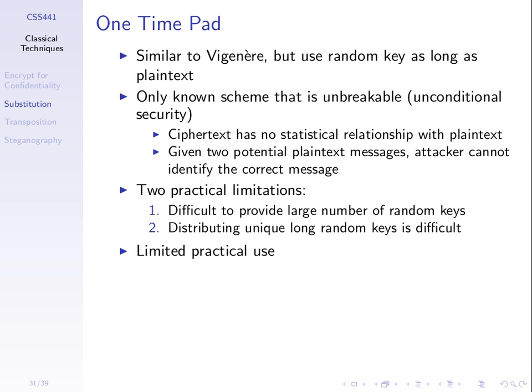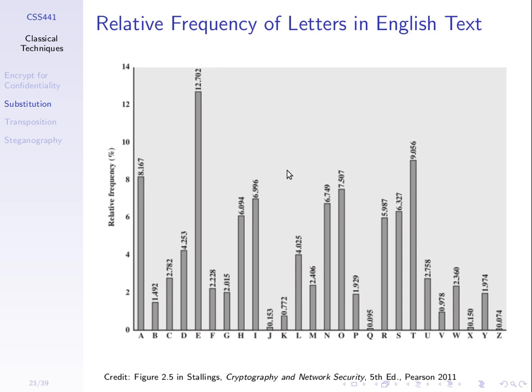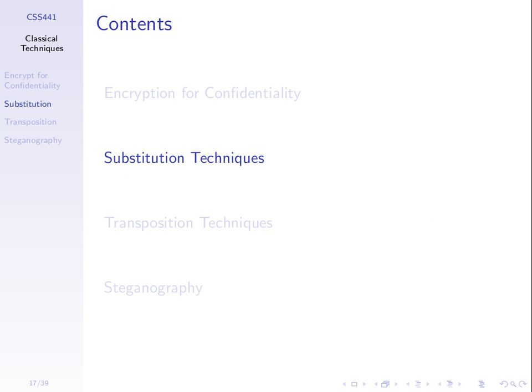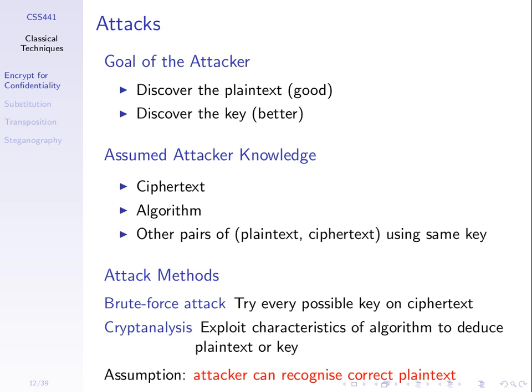So let's go back a few slides and look at what we mean by unconditionally secure. There's my mouse gone. There it is. Going back. Just jump back to our attacks on ciphers.